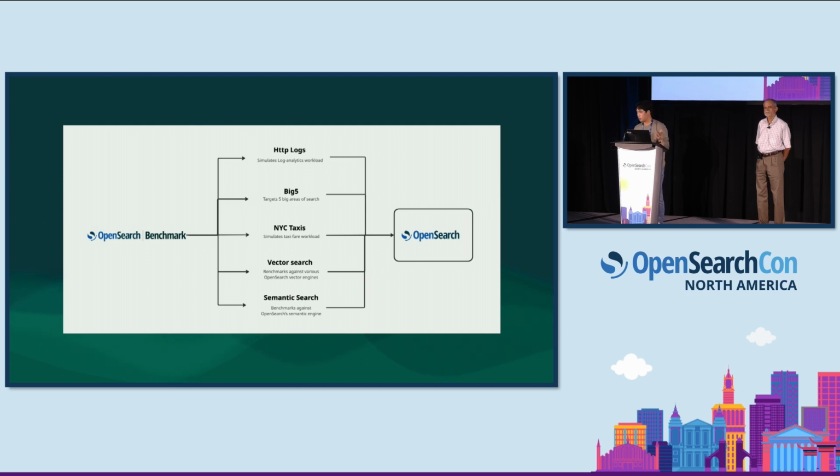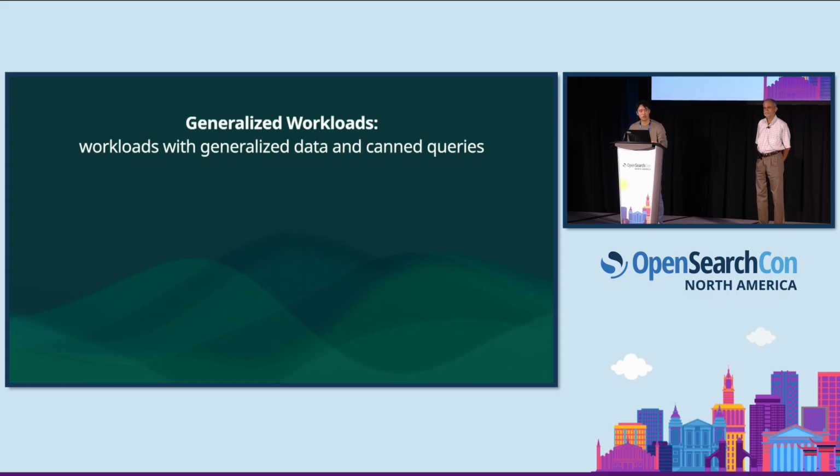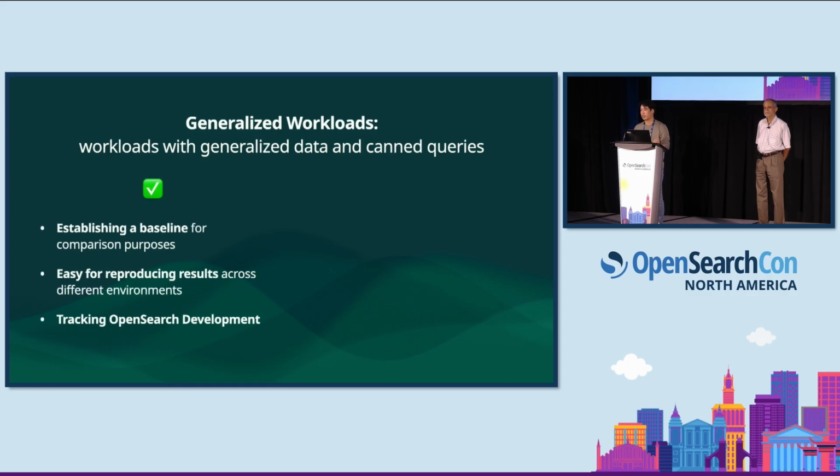And these are dubbed pretty much the official OpenSearch Benchmark workloads, but they also have another name. They're considered generalized workloads because they have publicly available data, and they carry canned queries. So these generalized workloads containing generalized data and canned queries, we found out that they're really great for establishing baseline numbers for comparison purposes. They're easy for reproducing results across different environments, and they're great for just tracking OpenSearch development.